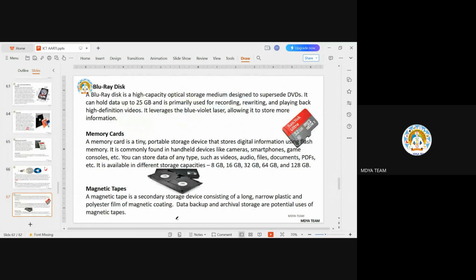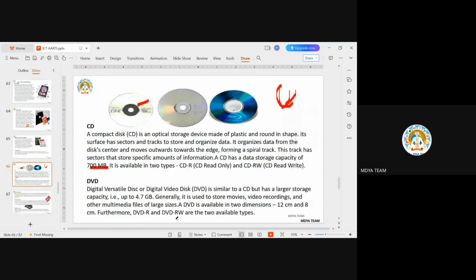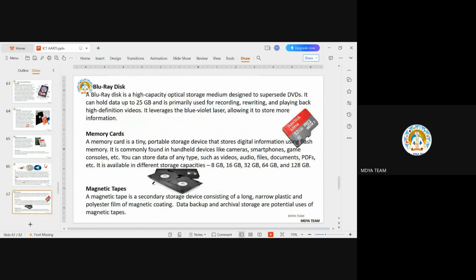Next is a Blu-ray disc. A Blu-ray disc is a high-capacity optical storage medium designed to supersede the DVD. It takes the place of the DVD. It can hold data up to 25 GB. Now in DVD, it is 4.7 GB. In CD, 700 MB. Now in a Blu-ray disc, it is 25 GB.